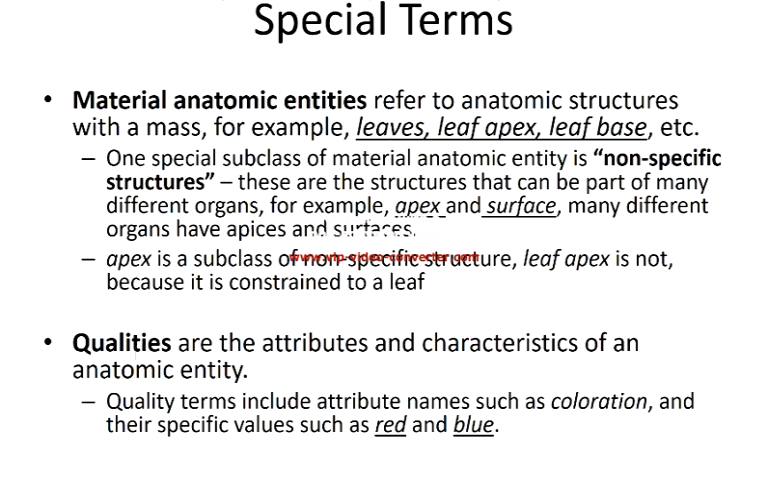While apex is a subclass of non-specific structure, leaf apex is constrained to a leaf, so it is not a non-specific structure. Qualities are the attributes and characteristics of an anatomic entity. Quality terms include attribute names such as coloration, and their specific values such as red and blue.